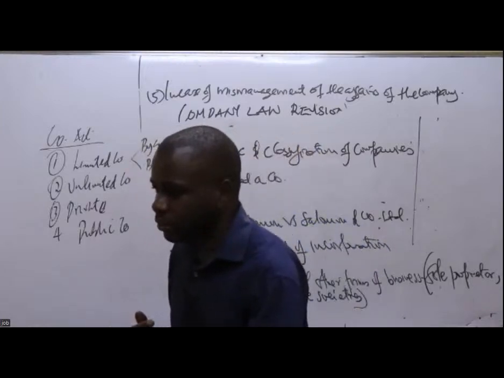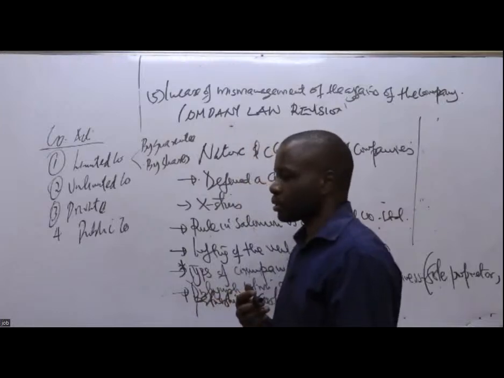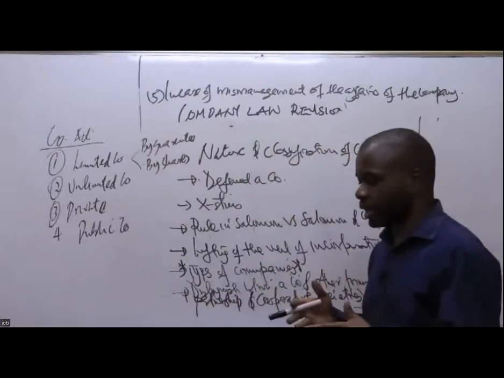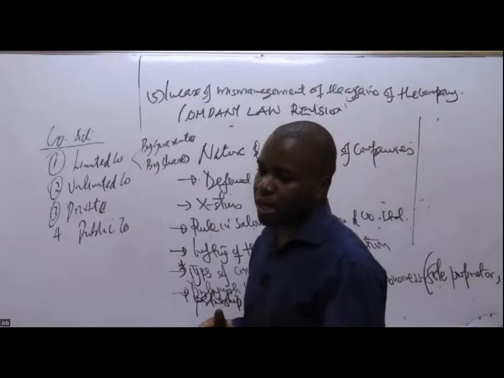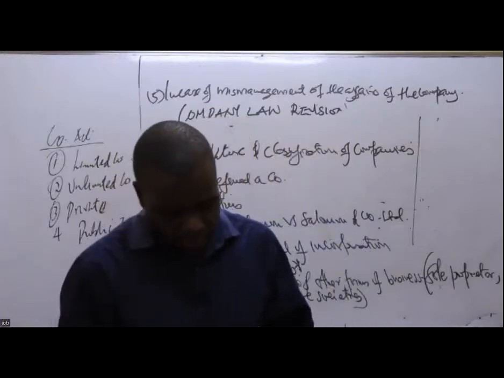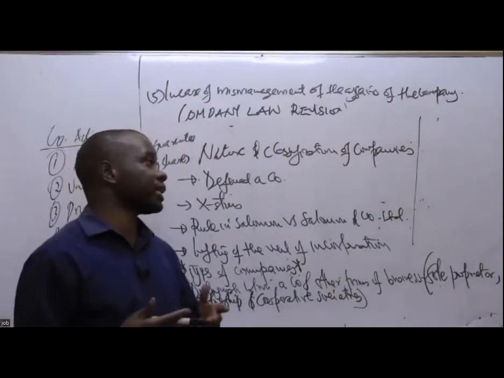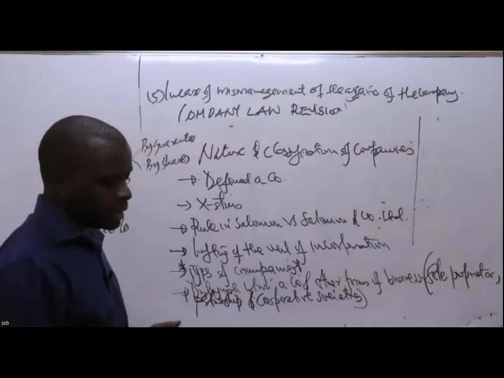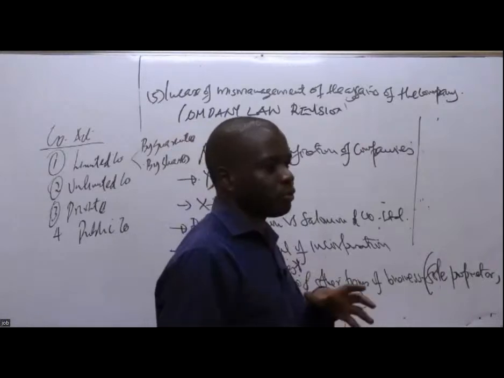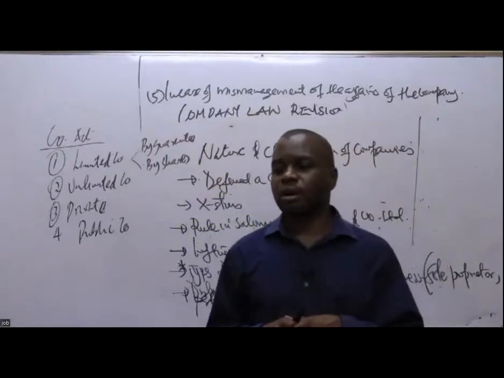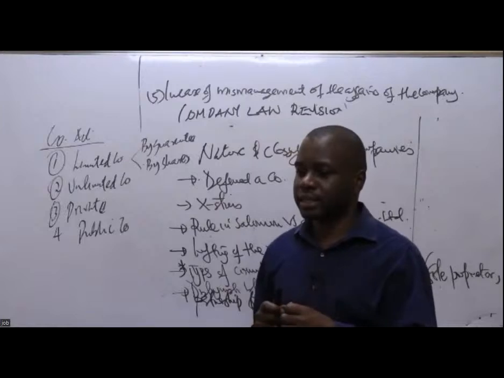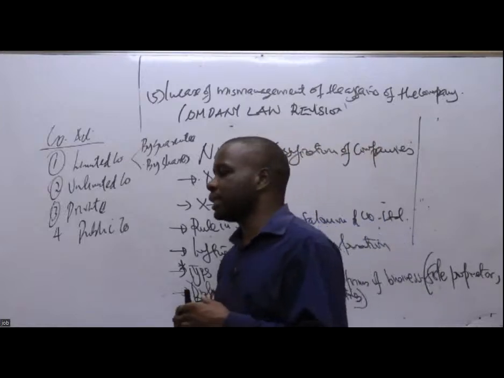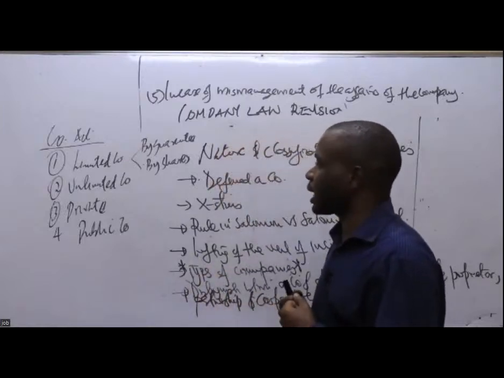So in this type of a company, on formation, in a company limited by guarantee, you actually agree as members of the company that if the company is liquidated, you'll contribute a particular amount of money. You guarantee as to how much you can be able to contribute towards the assets in case the company is liquidated. So that is what we call a company that's limited by guarantee.